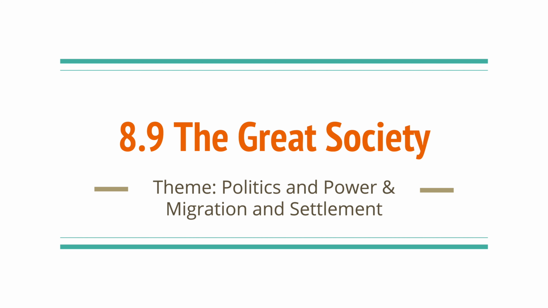Today we're talking about historical topic 8.9, the Great Society. These are programs during the Johnson administration from 1963 to 1968. And our theme is politics and power and migration and settlement. Since we do have two themes, you'll see that we have two learning objectives as well.